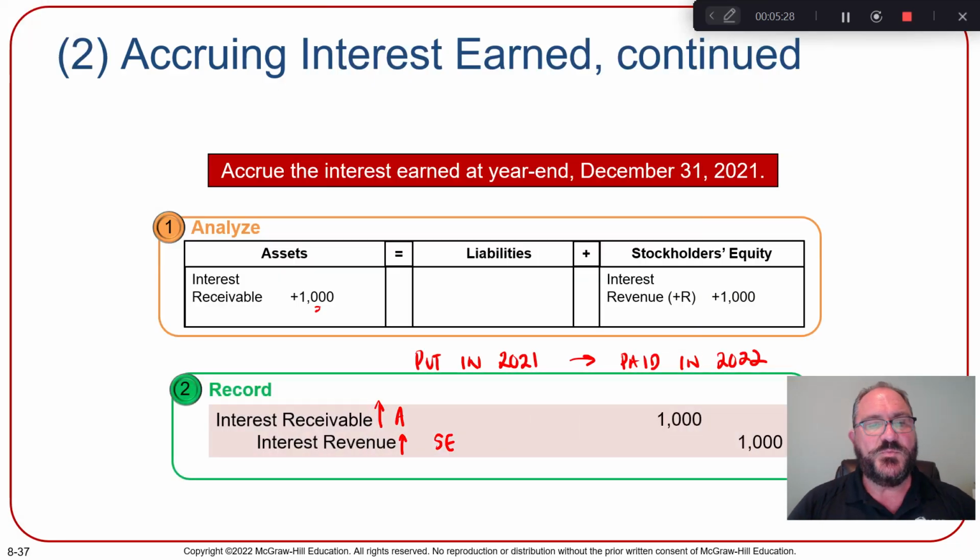All right, so here's what happens. Notice, there's that $1,000. That's for the 2 months. So we have to put it in 2021, but it won't be paid until 2022. So notice we put in what's called interest receivable, $1,000, and it's interest revenue. By the way, that's stockholders' equity of $1,000. So what we're saying is, yes, we earned the interest in 2021, but we're not going to collect it until later on. But it is interest revenue because we earned it during those 2 months.